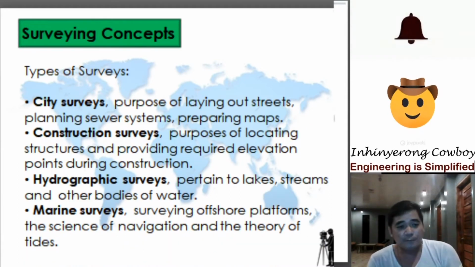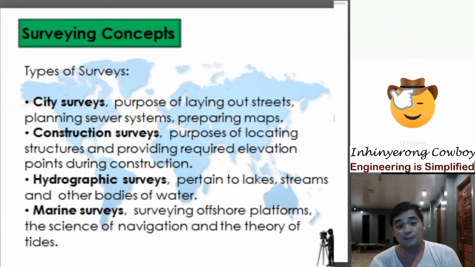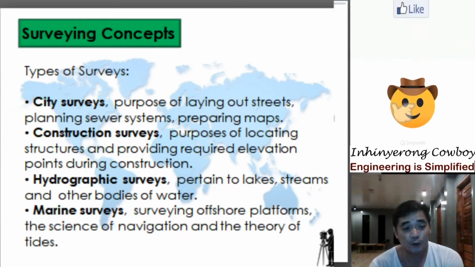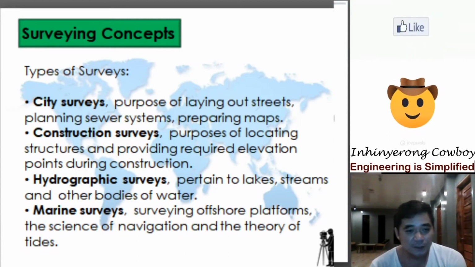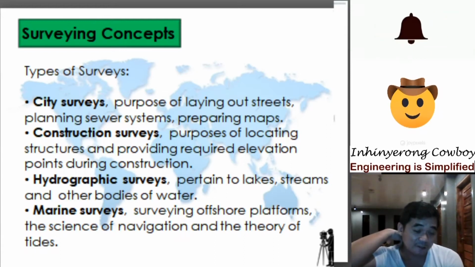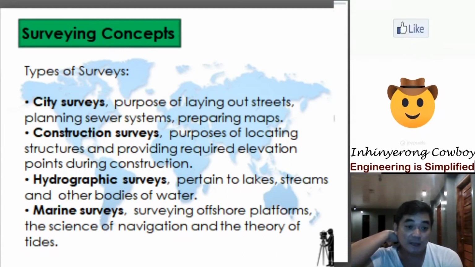Okay, so city surveys. The purpose of city surveys is the laying out of streets, planning sewer systems, and preparation of maps. This is very important in the development of our cities. Then number 5, the construction surveys. The purpose of this survey is to locate structures and provide required elevation points during construction. This is very important for buildings or other structures before they are built.